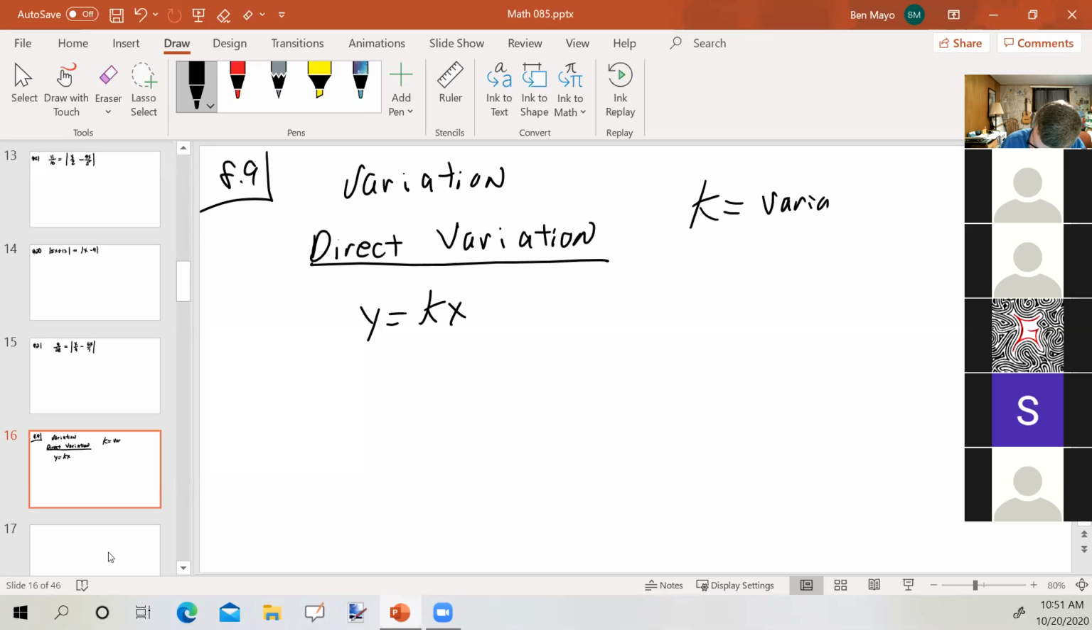What's going to happen is this. Ultimately, we're going to read a story. In that story, it's going to describe a kind of variation, in this case, direct variation. From that, we will establish a formula. They will then give us some information. We'll use that information to determine what k, or the variation constant, is for that problem. Then we'll use that information as a follow-up. Okay? Let me give you an example.